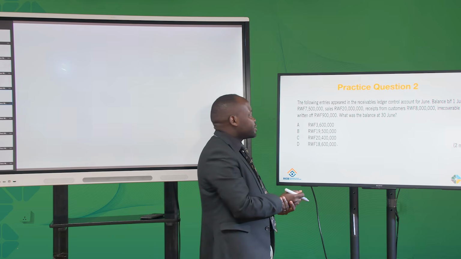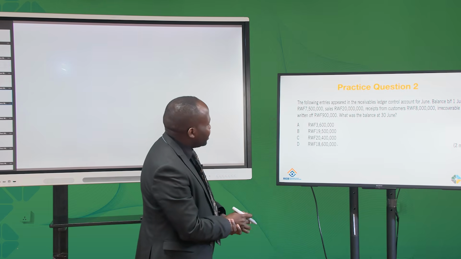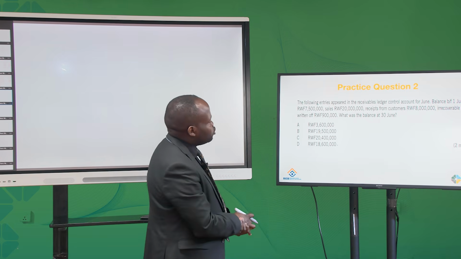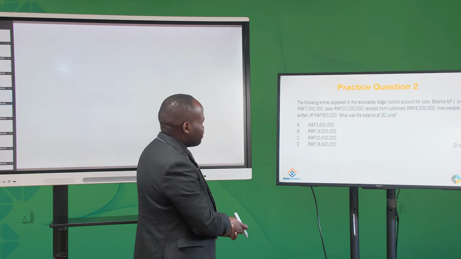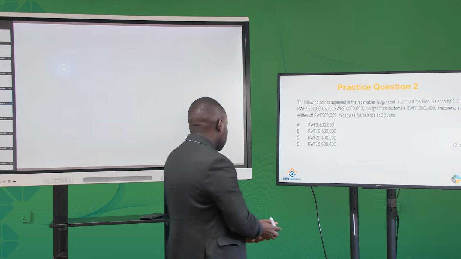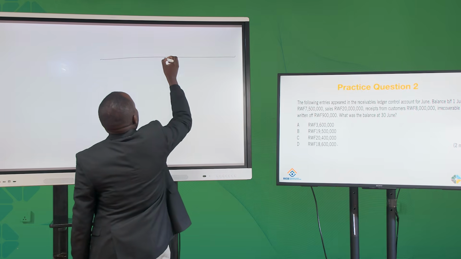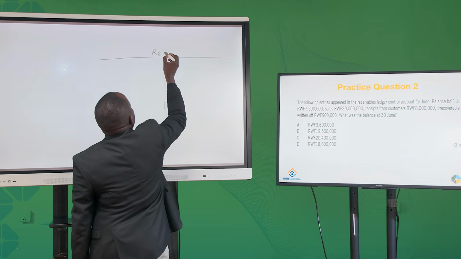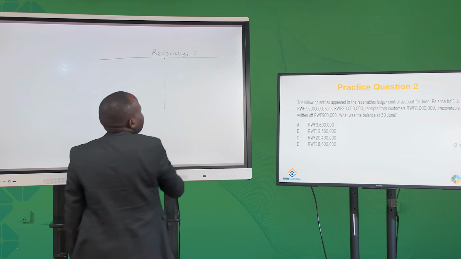Question number 2. The following entries appear in the receivables ledger control account for June. Balance on 1st June is 7,500,000. Sales is 20 million. Receipts from customers is 8 million. Irrecoverable debts is 900,000. What is the closing balance? So this tells us it's a receivables control account.